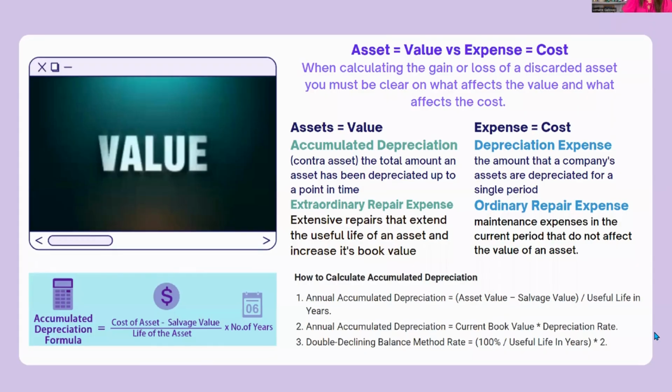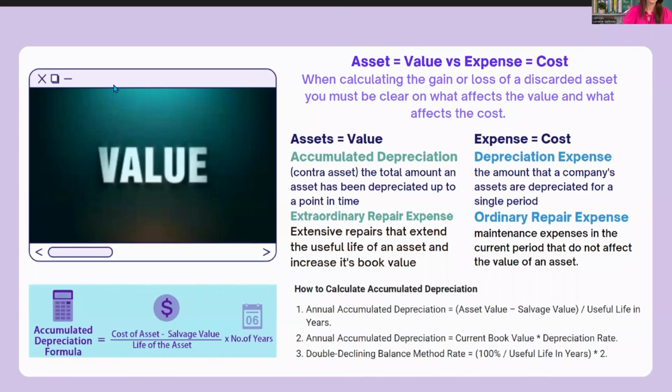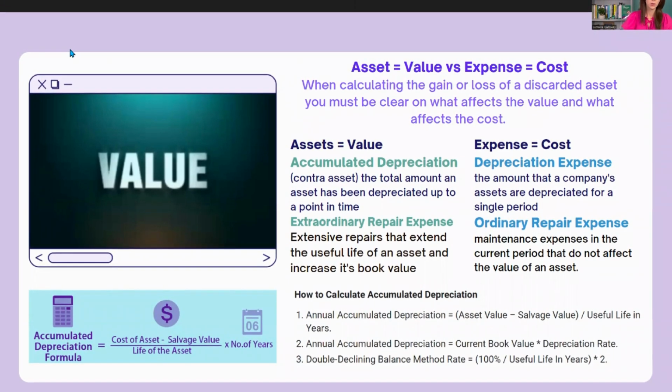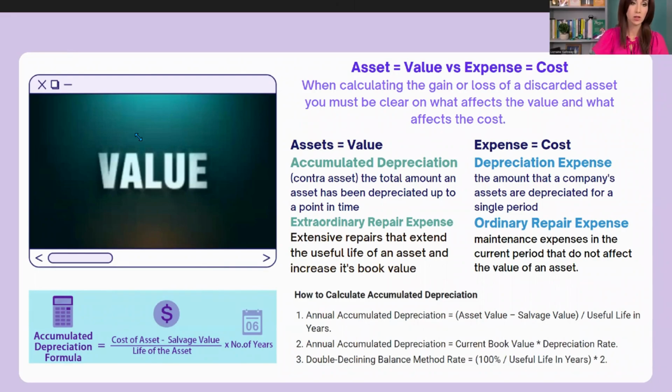So now what we need to look at is the value, okay? We need to look at how we determine the value of the asset. So this means we need to know the accumulated depreciation. We need to know how it's going to depreciate over time.